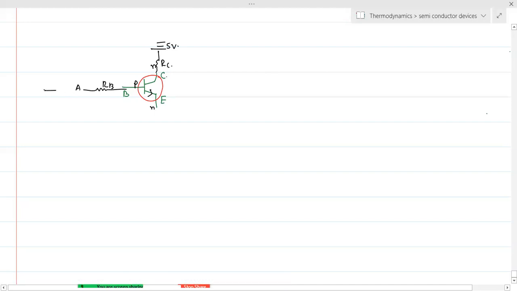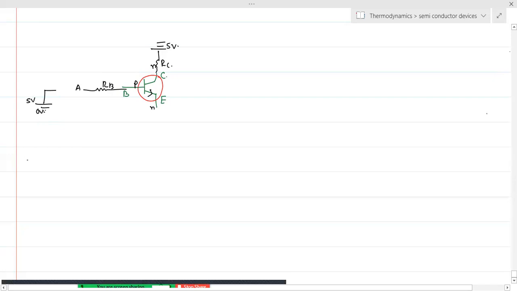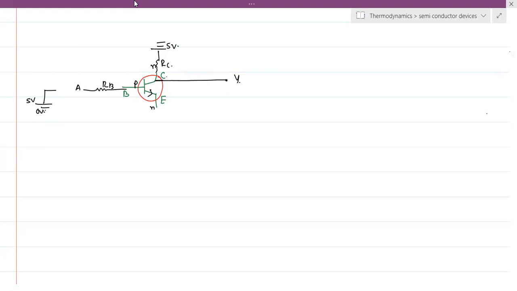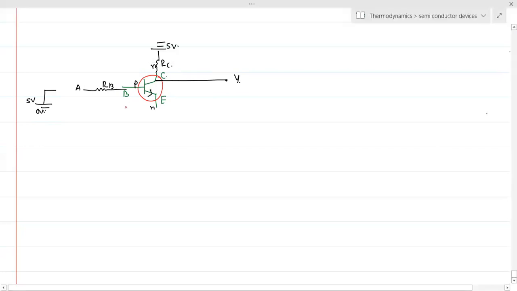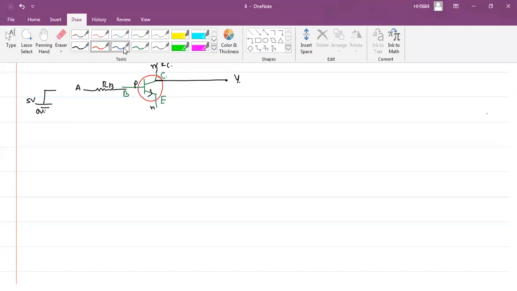At point A we will give the input. It may be 5 volts or 0 volts. And we will extend a wire, and we will call this the output. Now I am going to explain this.